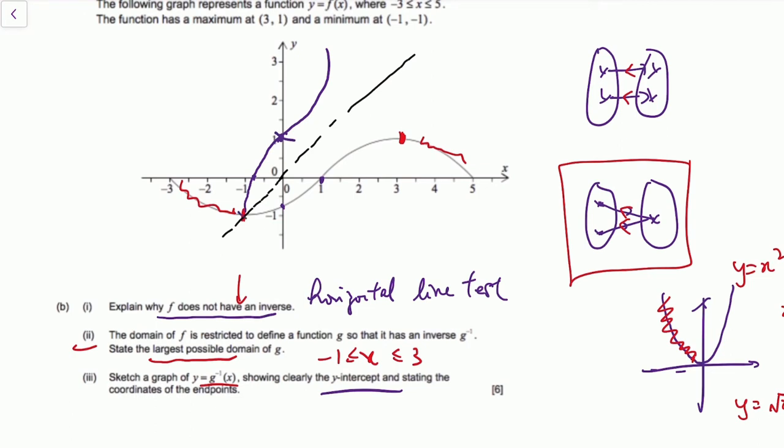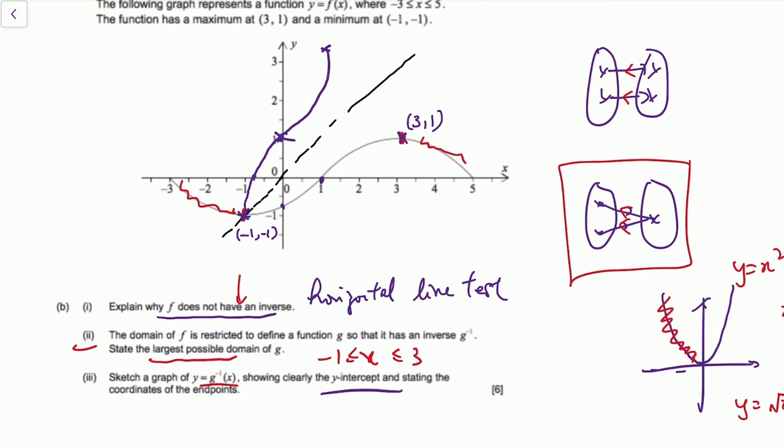So this would be an endpoint. The original coordinate was -1, -1. So after flipping, the coordinate would still be -1, -1. Well, for this one, the original point was 3, 1. So after the flip, it's 1, 3.